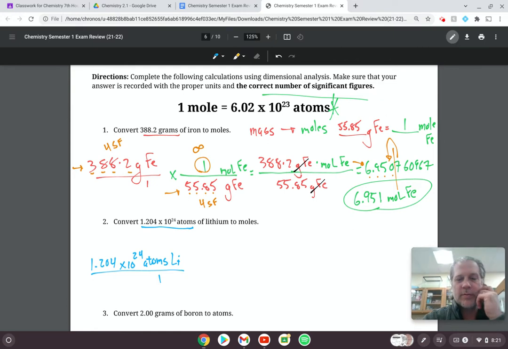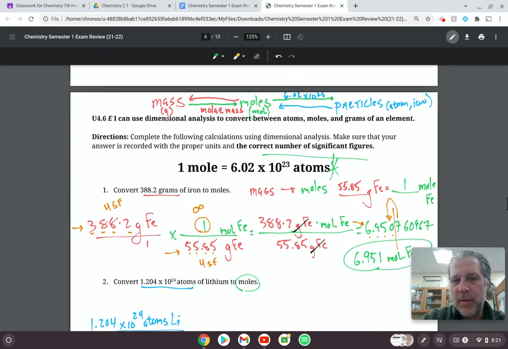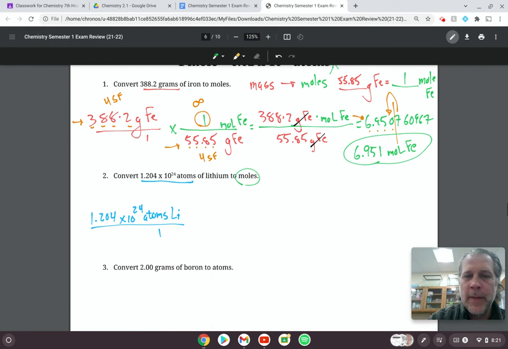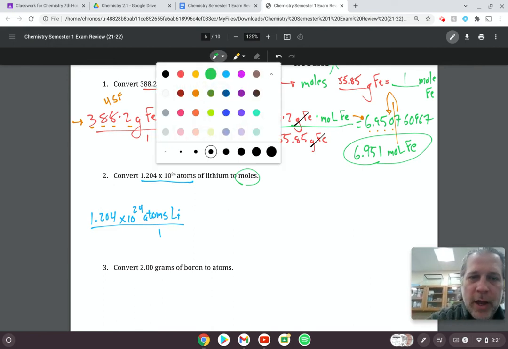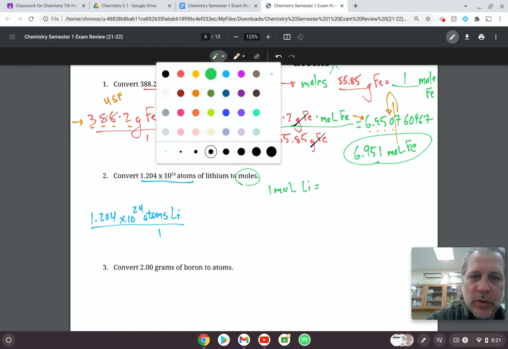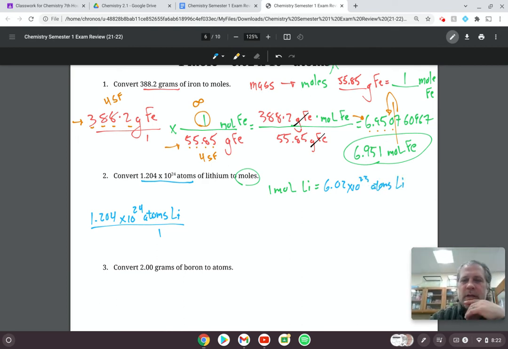Now, in this case, we're going from atoms to moles, right? So I'm going to go back up to my flow chart, and I'm going to see that particles or atoms is on the right-hand side going to moles. And so there's just one arrow going from particles to moles. I don't have to do mass at all. So I'm just going to use the relationship 1 mole is equal to 6.02 times 10 to the 23rd. So I know that 1 mole of lithium is going to be equal to 6.02 times 10 to the 23rd atoms of lithium, because that's the relationship.